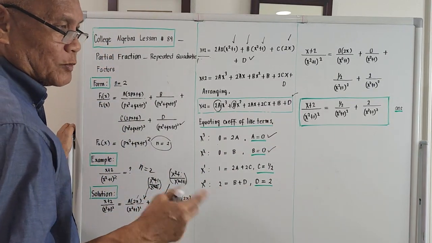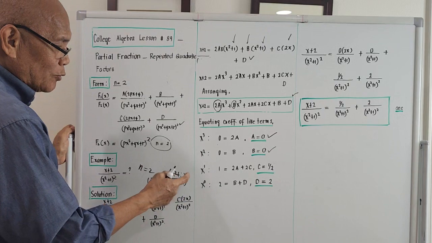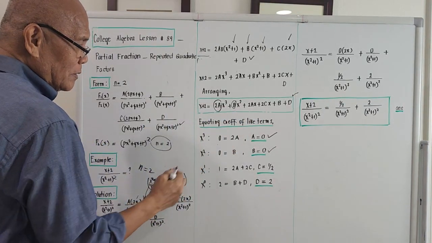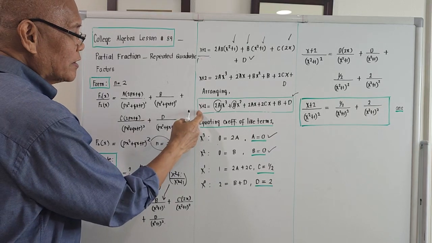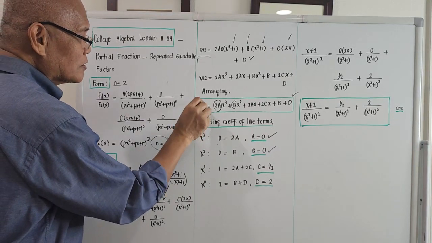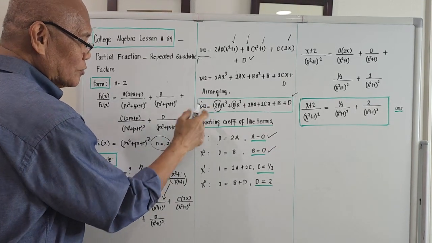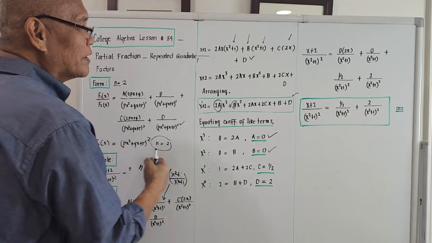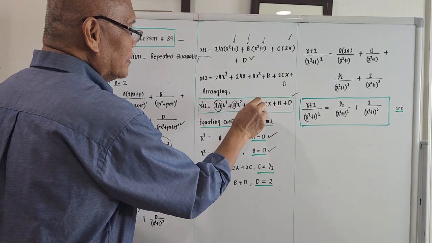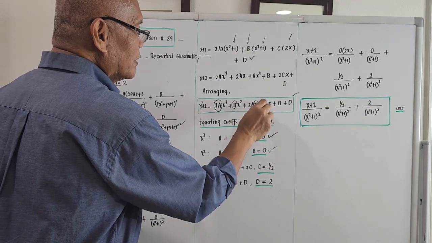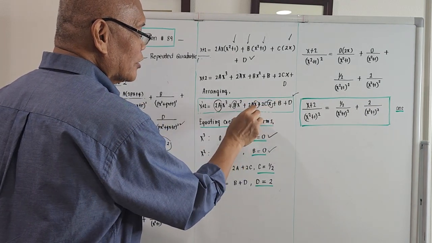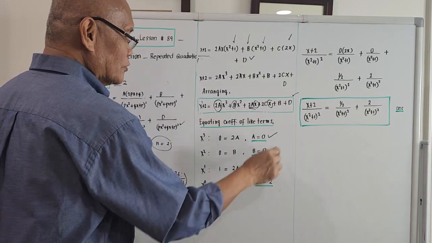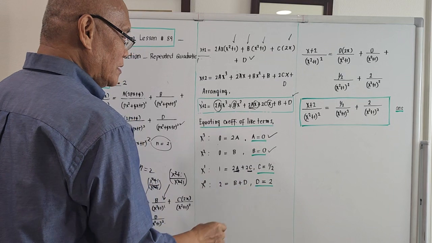Next power exponent of x is actually 1, so we equate all terms with x to the first power for both the left and right. For the left hand side, there is an x, right? Because the power of x is just simply x to the 1, so this is 1. And for the right hand side, there is an x over here, and there is an x over here. So we take the coefficient of the first one, that is 2a. Next one is 2c. Okay?